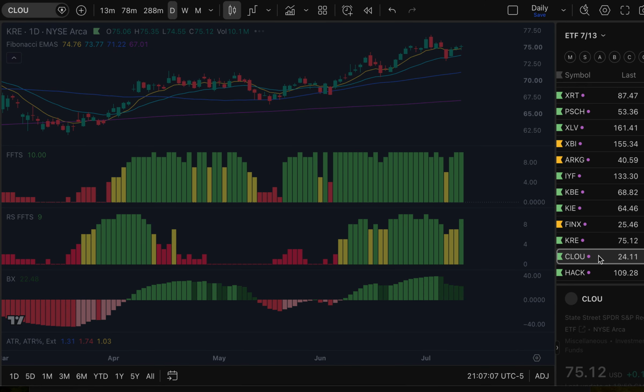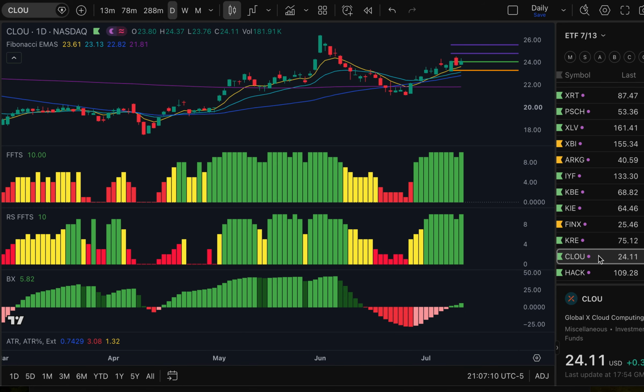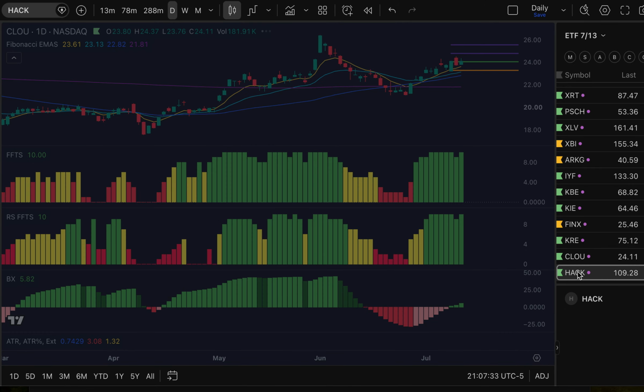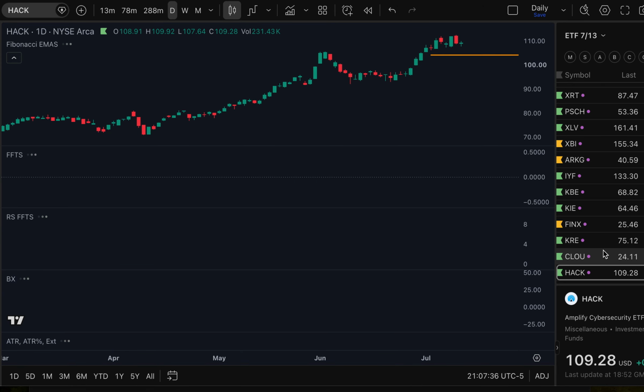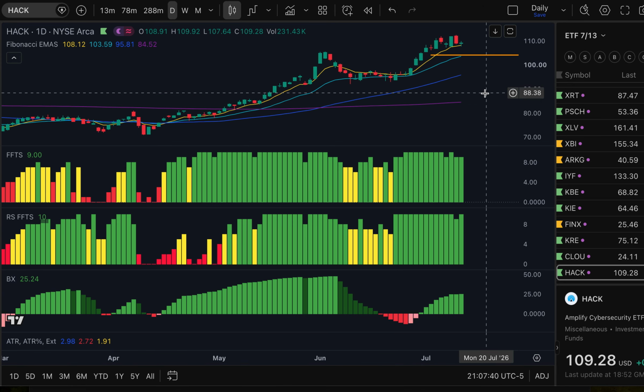And then in the technology sector, which has been fading here lately, the cloud computing ETF is looking good. 10 out of 10 on trend stack and relative strength trend stack, and momentum has just turned positive. I do have a position in CLOU. And also the cybersecurity ETF, HACK, looking good with 9 out of 10 on the trend, 10 out of 10 on the relative strength trend, and increasing positive momentum.